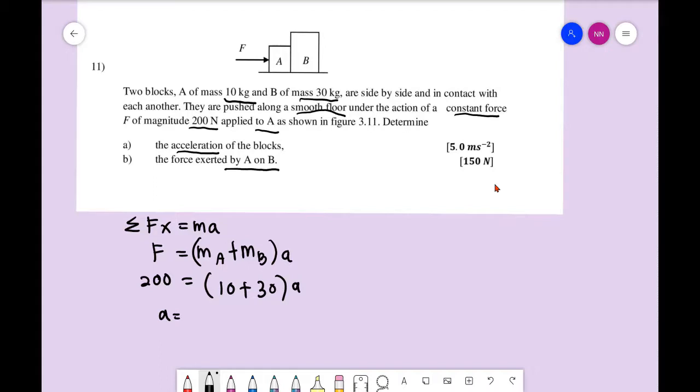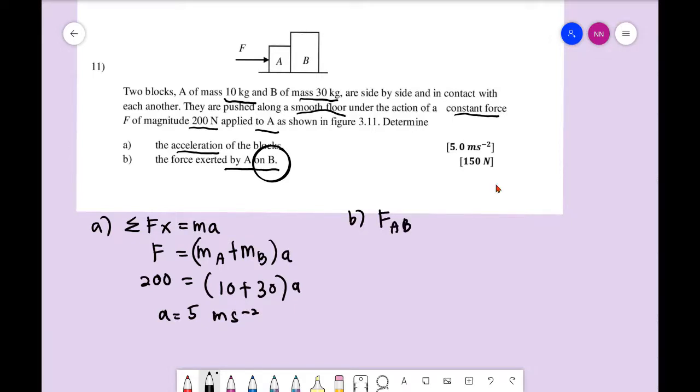So it is 200 over 40. 200 over 40 equals 5. 5 meter per second squared. So this is for question A. You have to determine the acceleration. And then for question B, force exerted by A on B. That means force on B by A.